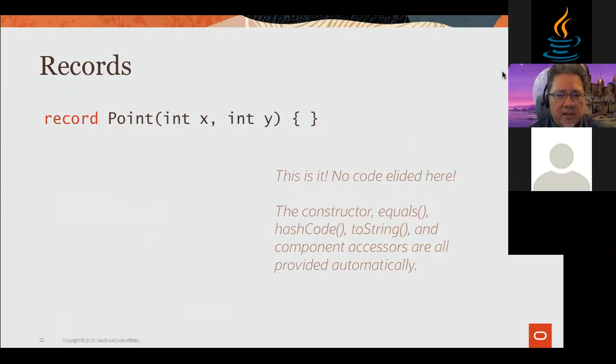All of those methods, especially the complicated ones like equals in particular, but equals, hashCode, toString, and the component accessors are provided automatically by the compiler. So if you look at this, it has two final fields, int x and int y, and it also has public methods: public method x that returns an int, and public method y that returns an int.